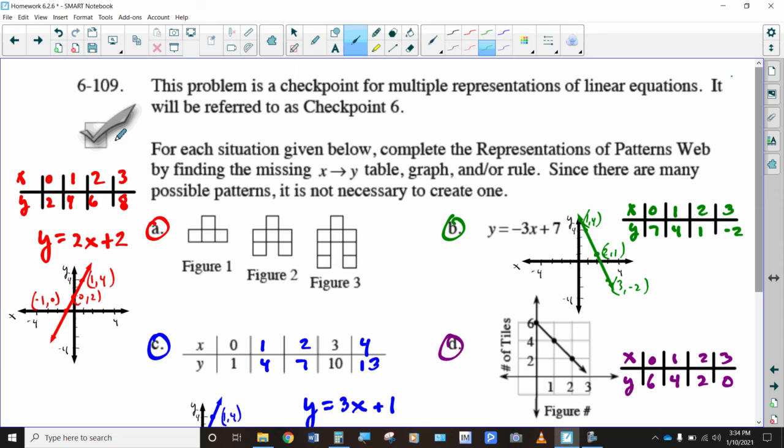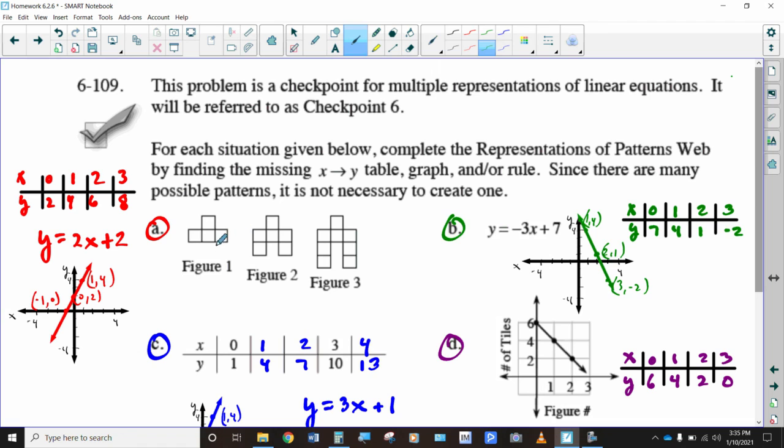All right, checkpoint problems. We just learned this earlier in the year, and now we're hoping that you have this mastered. Okay, so what are we doing here for each situation below? Complete the representation of patterns web by finding the missing table, graph, and/or rule. Since there are many possible patterns, it is not necessary to create the patterns for these situations.